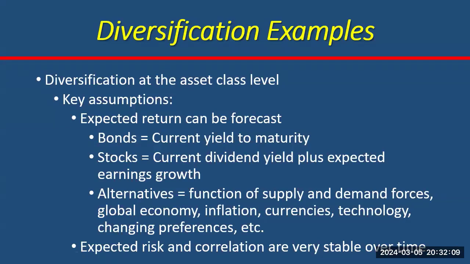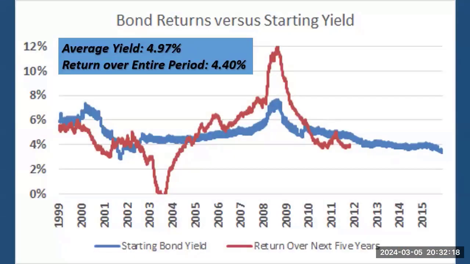The expectations are pretty stable over time, but the actual numbers themselves are pretty volatile. So here's a bond return. This is the average yield, and this is the return over the period. I'm sorry, this is the start. So the average yield for the whole period was 4.97. The return for the whole time was 4.4%.